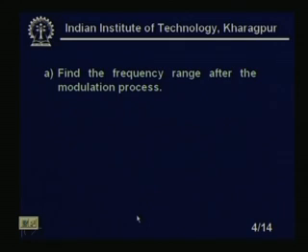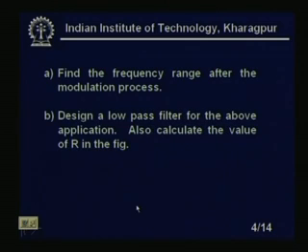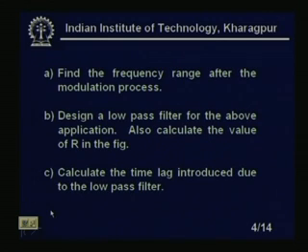A: Find the frequency range after the modulation process. B: Design a low pass filter for the above application. Also calculate the value of R in the figure, the resistance values which we have shown in the diagram. C: Calculate the time lag introduced due to the low pass filter. These are all the problems, and we will solve them one by one. Let us look at how we can solve this problem.